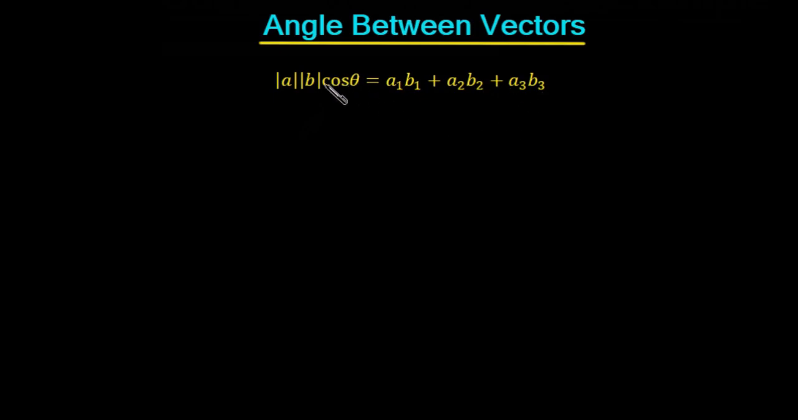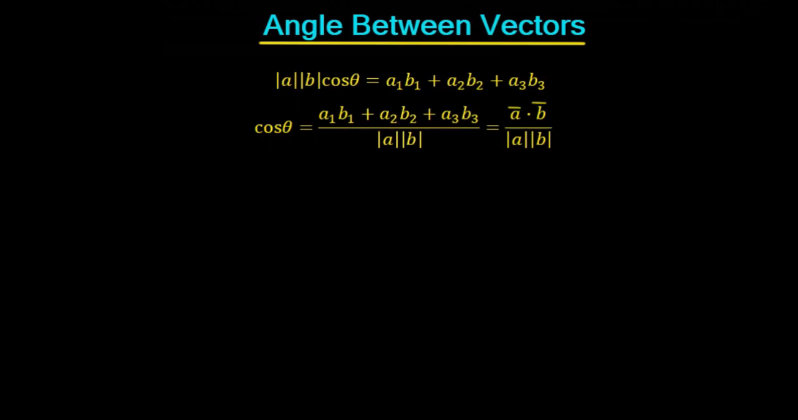Now we're going to transpose this for cos theta. So that's going to give us cos theta as A1 B1 plus A2 B2 plus A3 B3 upon the length of A times the length of B. So we know that this thing here is just the dot product, so we can simply write this as A dot B. So this cos theta is going to be the dot product A dot B upon the length of the vectors multiplied together.